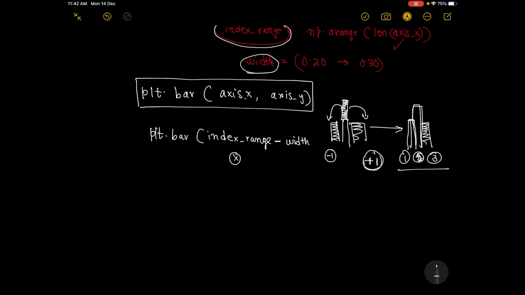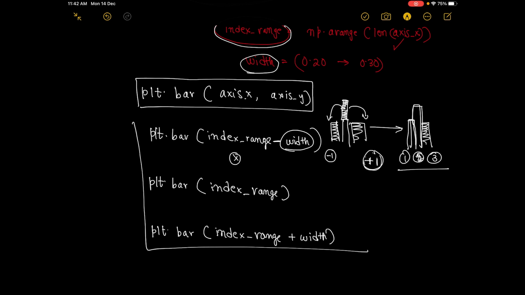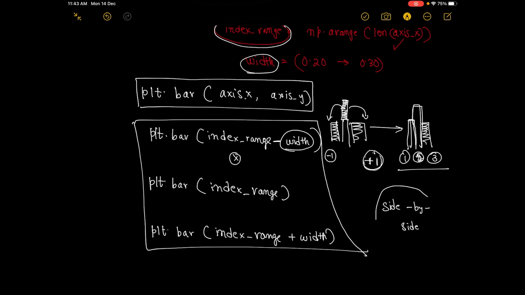So what we did is subtract the first one with the width, then again plt dot bar, and going to the index range here, keeping this the same, and the third one plt dot bar, and changing this index range and adding that width. So as simple as that. So using the three different styles, we were able to shift that side by side. So this was the side by side method of plotting the bar plots.